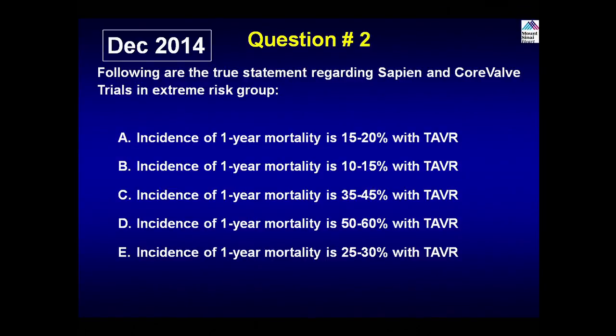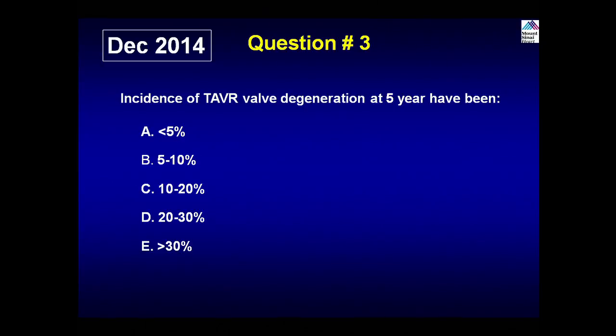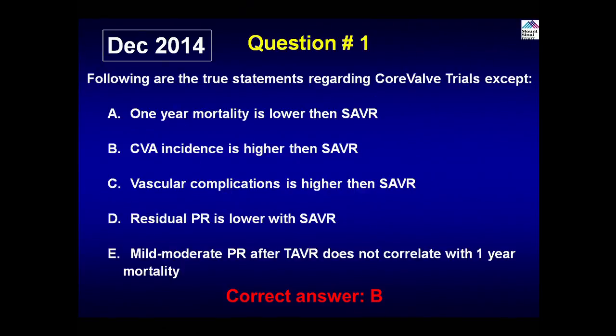And the second question, they should have the answer. Yeah, the answer actually. If you go to the next one, sorry, my fault. Keep going. Next, yes. So these are the answers. Clearly CV incidence is higher than SAVR. That was the wrong answer. Remember, numerically, the first time the CoreValve trial showed a lower stroke rate, although non-significant, than SAVR.